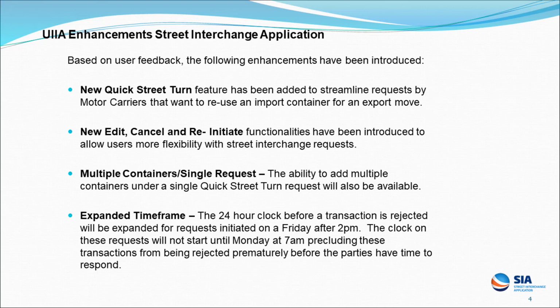Multiple containers under a single request. We also added a functionality where on the street turn screen, a motor carrier can submit multiple containers under the one request. If you enter 3 containers under the one request, the street interchange application takes that request and makes 3 individual requests out of it when it sends it to the equipment provider for approval. For maintenance within the application, it would show as 3 different transactions. But for the motor carrier, when they're submitting it, it would all be done on one screen.